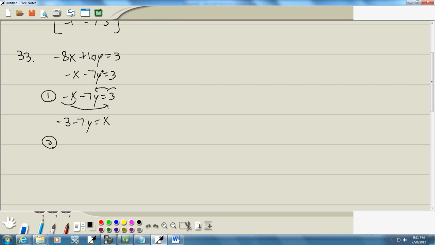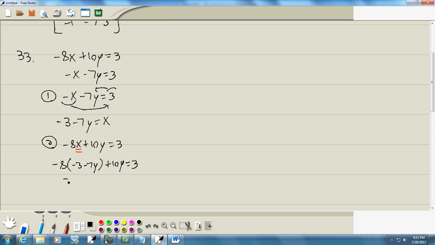Step 2, now plug this into your other equation. So we got negative 8x plus 10y is equal to 3. And we just said x is equal to negative 3 minus 7y. So we're going to replace the x right here with negative 3 minus 7y. So we got negative 8 times negative 3 minus 7y. And then I say solve. Well, all we have left is y's in this particular problem, so we're solving for y.